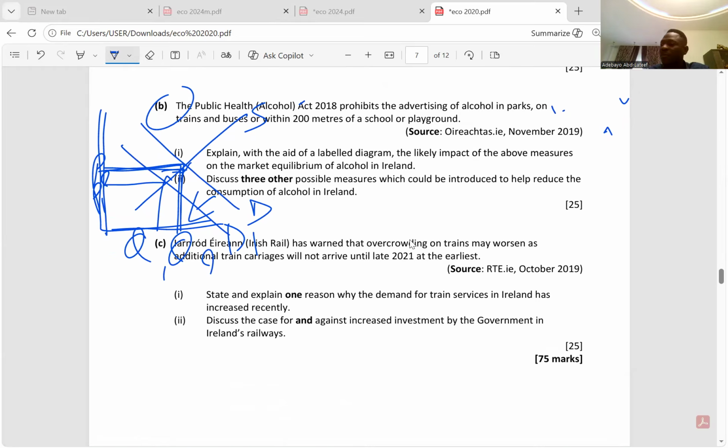Now, question B, Roman figure 2. They said, discuss 3 other possible measures which could be introduced to help reduce the consumption of alcohol in Ireland. So all these are answered in the past paper. Then it's going to be posted on my YouTube channel. So we're going to flip again. Then we'll continue.